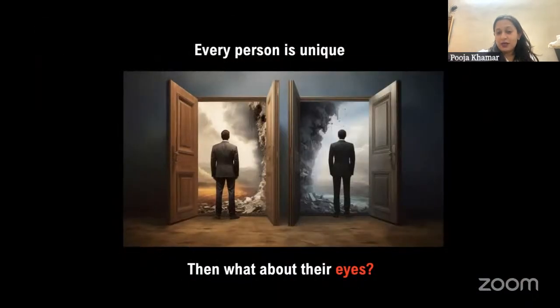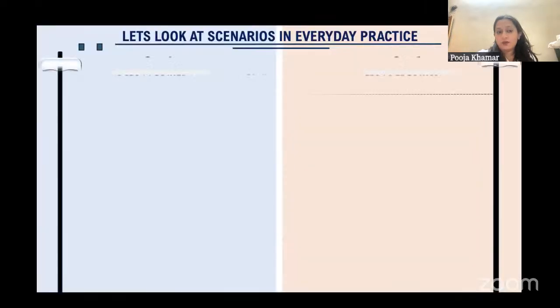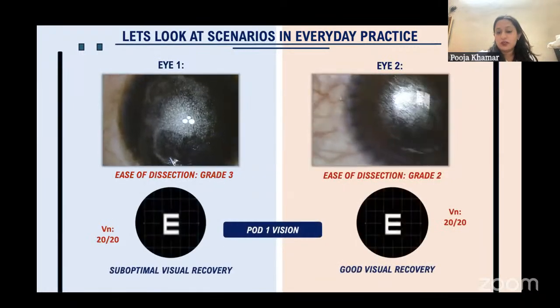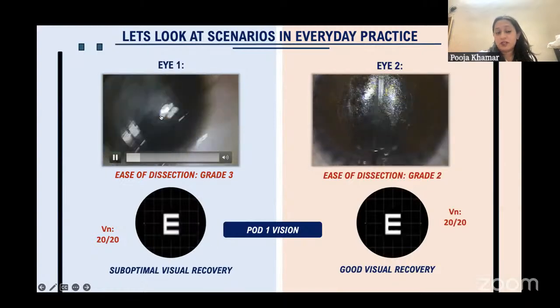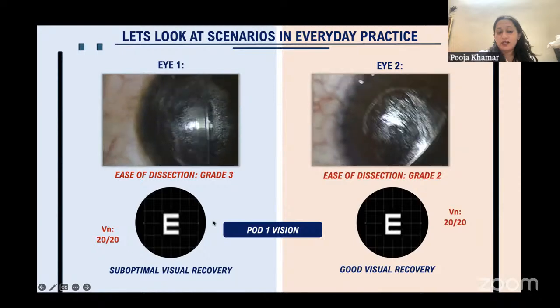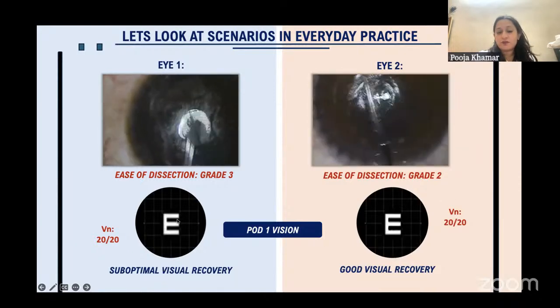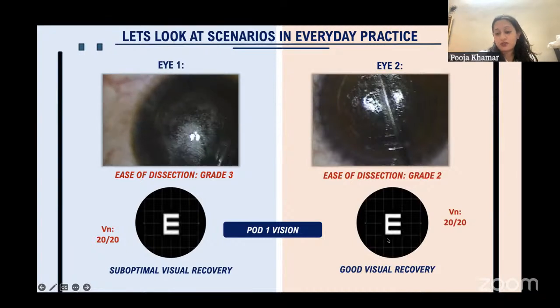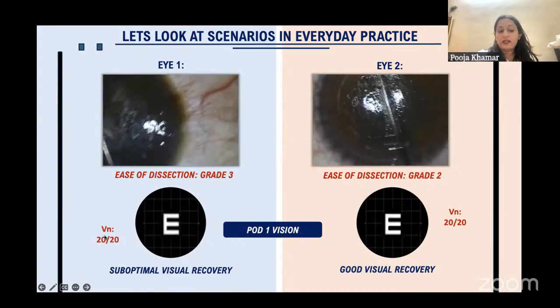As we move on, now every person is unique, but what about their eyes? We are going into an era of CLEX procedures. This is a similar looking topography, similar thickness, everything looks similar and similar refractive error, same machine, same energy is used. But day one, and this is a very big dilemma in CLEX procedures, the first patient has 20/20. Both the patients have 20/20, but the first patient has poor quality of vision. The second patient has good quality of vision. So it's like called 20 wow and 20 not so wow vision.